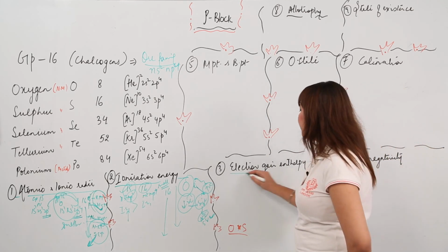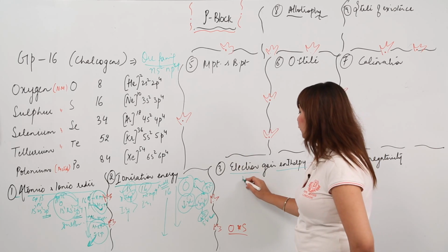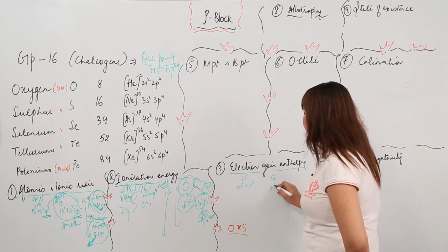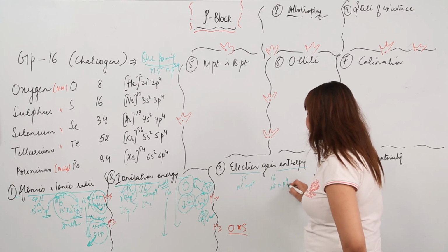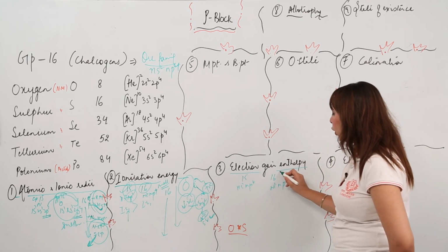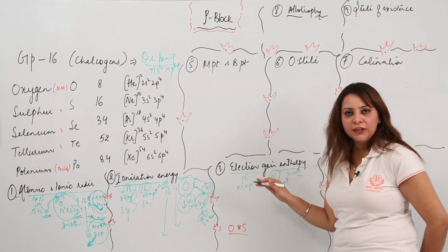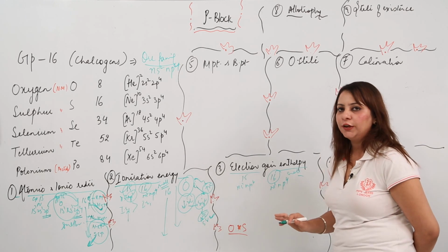Now as you can see here, if we talk about the 15th and 16th groups, they have the configurations ns2 np3 and ns2 np4. As they are smaller in size, first of all, I will make you familiar with electron gain enthalpy, as you all know, but still we'll recall.